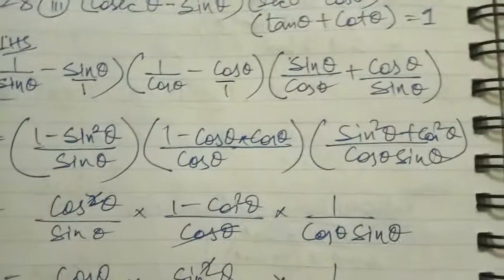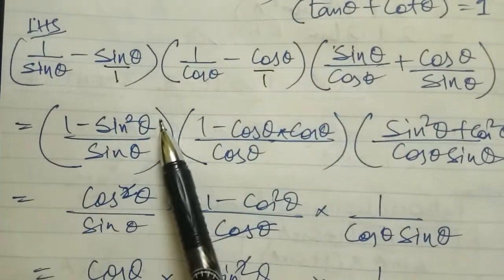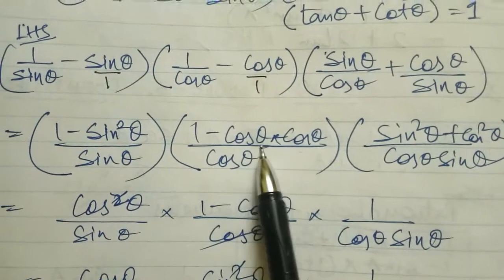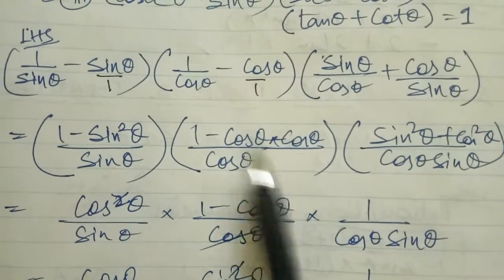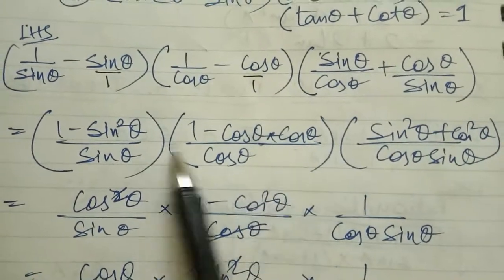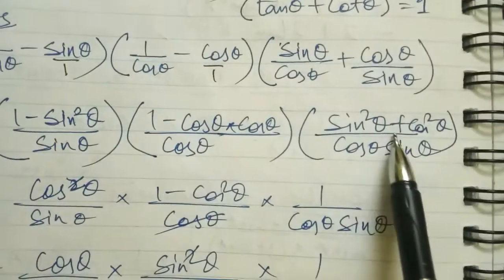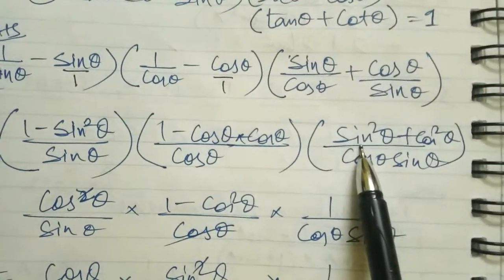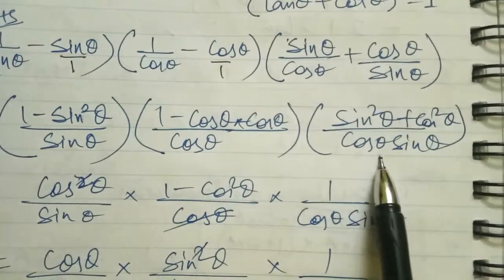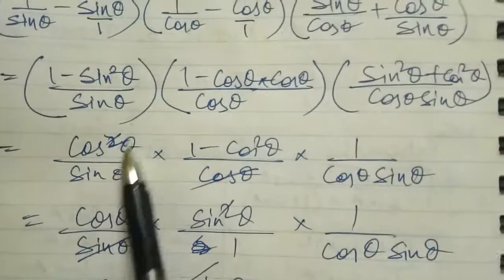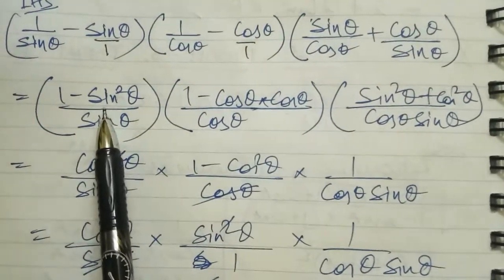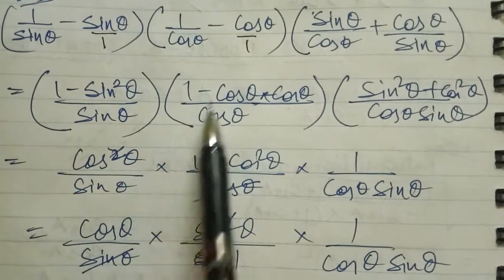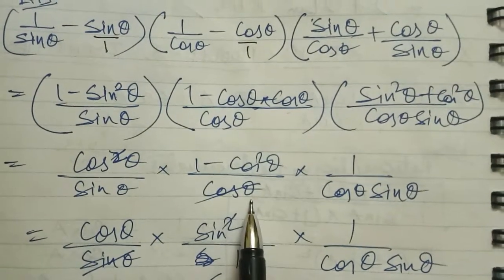After taking the LCM, see what is given? 1 minus sin square theta by sin theta. I can easily have written over here 1 minus cos square theta, but why have I not written? I have to just show you how the square part came. Okay. Next, see, after crossing also, see this value. This will be sin square theta plus cos square theta by cos theta sin theta. Now again, from here, in place of 1 minus sin square theta, we can easily write cos square theta by sin theta, and here also 1 minus cos square theta, sin square theta by cos theta.